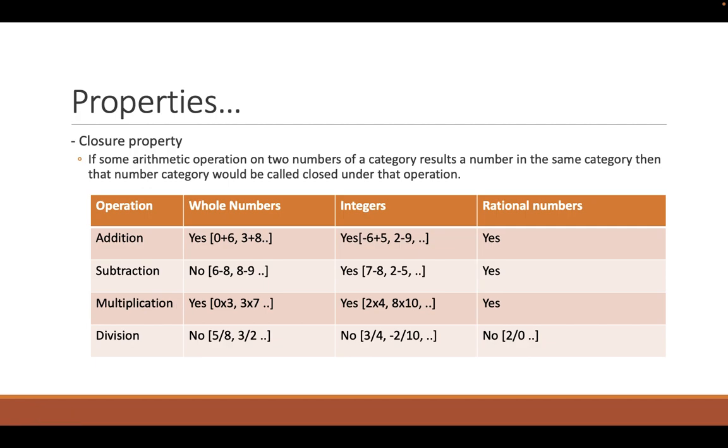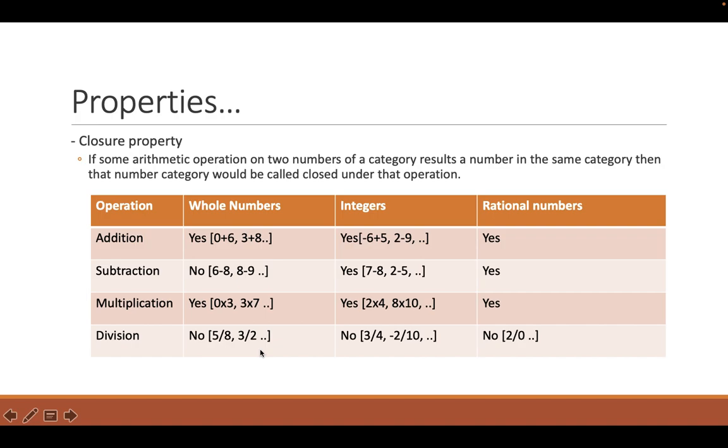Now, the next in this category is the multiplication operation. Yes, it follows closure property. Examples we have given here: 0 cross 3 or 3 cross 7. Integers with multiplication operation, closure property, yes. Rational numbers also, yes. So multiplication on rational numbers also satisfies closure property. The way to understand it: first you understand the closure property definition, then you see whether these operations applied on these number categories follow that property or not.